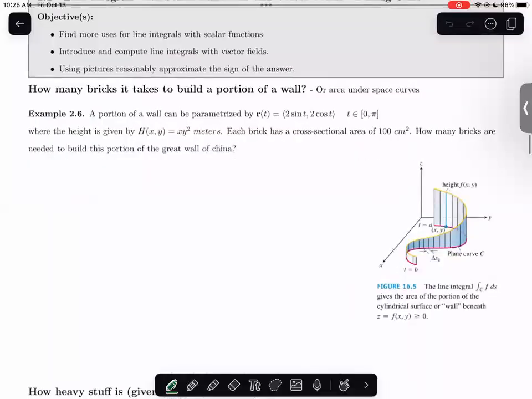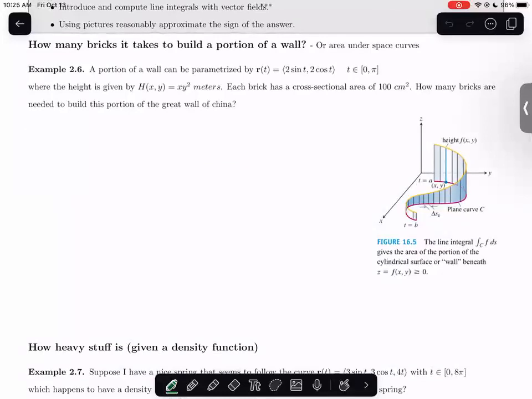So let's go ahead here. It looks like we're interested in building part of a wall at least. We have a parameterization given to us, t is going from 0 to pi, apparently. We have a height that we would like the wall to be, given our x and our y values here. And then each brick has a certain cross-sectional area, and the question is how many bricks should we bring to build this portion of the wall?